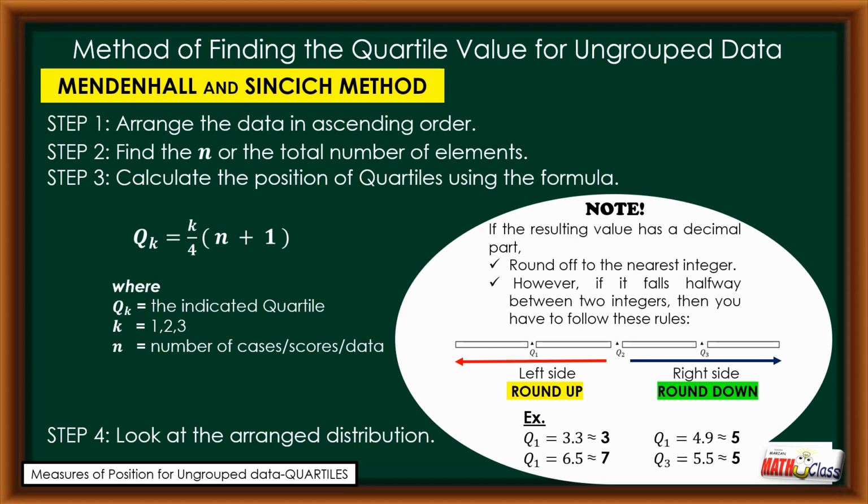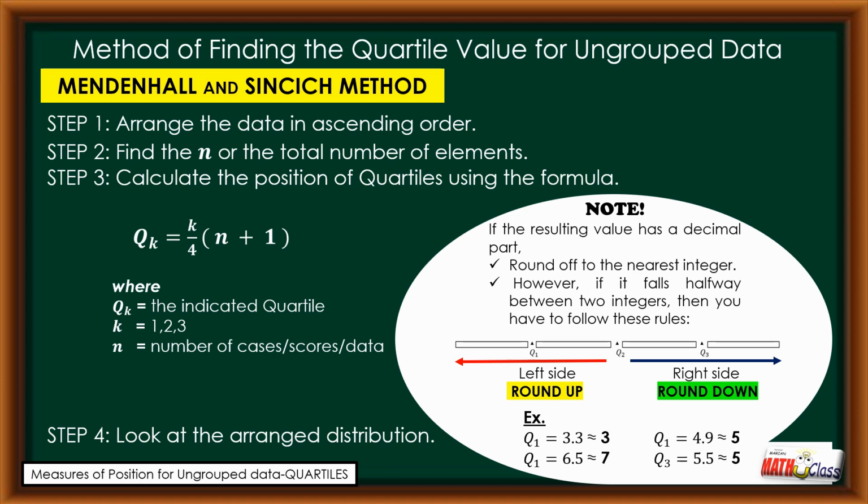However, if the result falls halfway between two integers or has a decimal part of 0.5, locate first where the indicated quartile value falls in a distribution in order to decide whether to round up or round down the resulting value. If the position of Q1 is equal to 6.5, then we have to round it up to 7, since Q1 falls on the left side or less than the median. And if the position of Q3 is equal to 5.5, then you have to round it down to 5, since Q3 is on the right side or greater than the median.